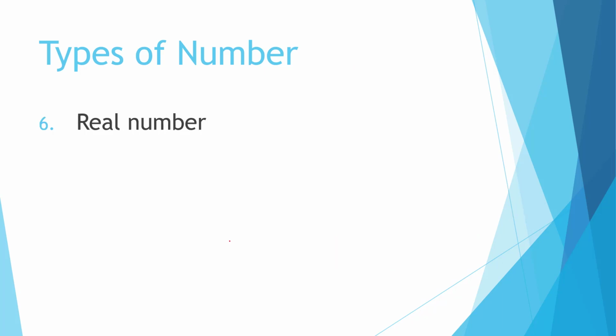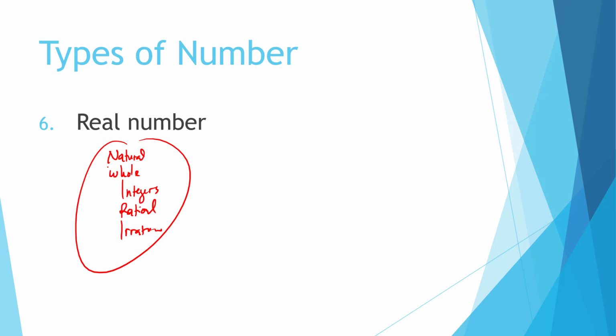Okay, let's go to the next one. The next one is real numbers. A real number covers all the numbers that we have learned from type number 1 until number 5. We have natural numbers, whole numbers, integers, rational numbers, and irrational numbers. If we combine all of these together, we call them the real numbers, and it is denoted by the letter R.